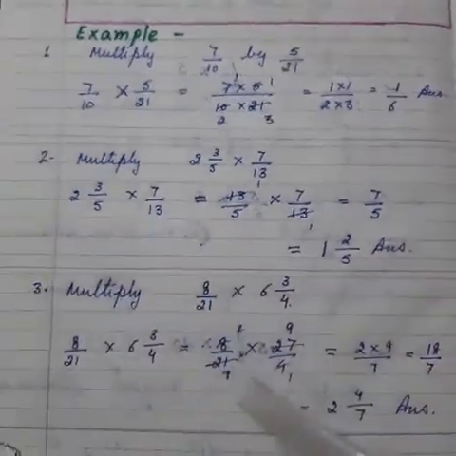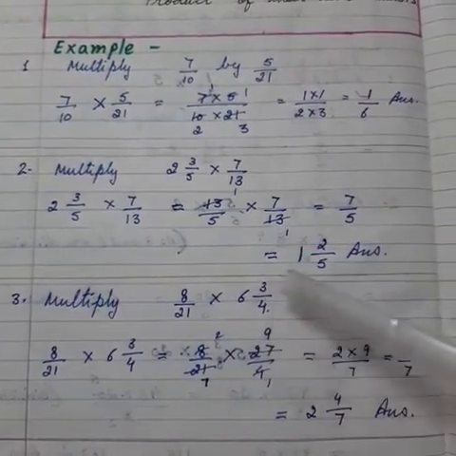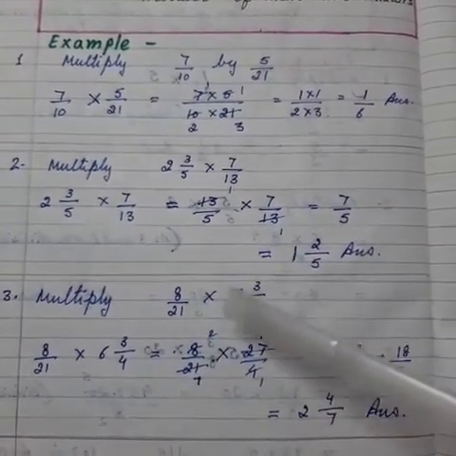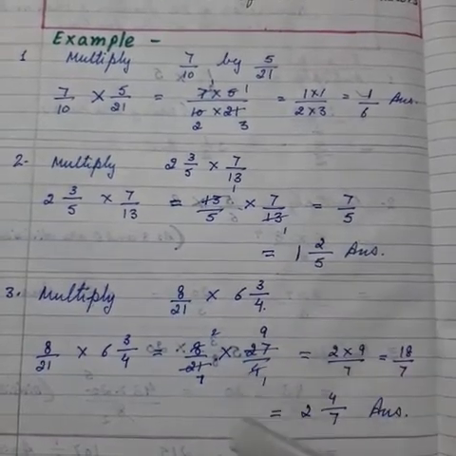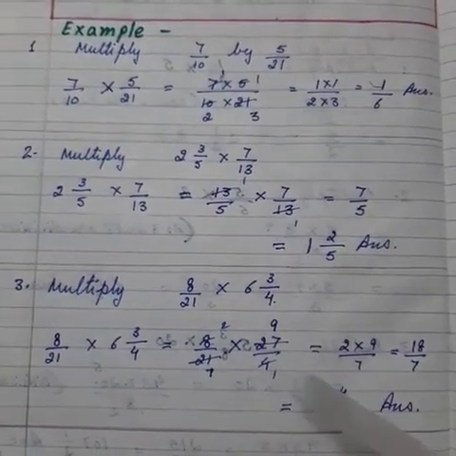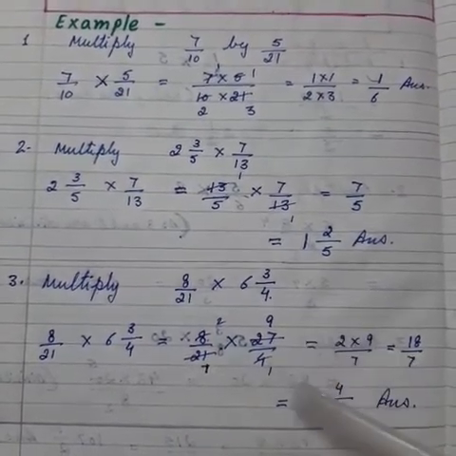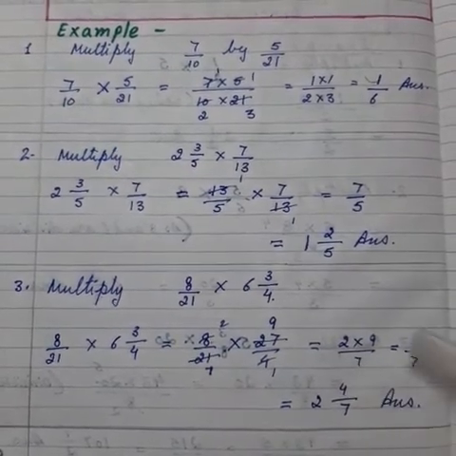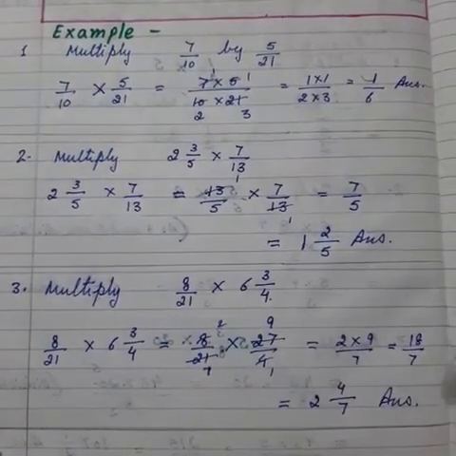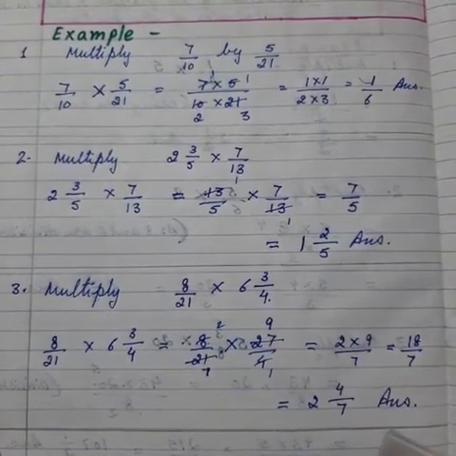Example number 3. Here we have 8 upon 21 to be multiplied by 6 3 upon 4. Now this second fraction is a mixed fraction, so we need to convert it into an improper fraction and we get 8 upon 21 into 27 upon 4. We reduce the numbers and we finally get 2 into 9 upon 7. That is 18 upon 7, and the final answer 2 4 upon 7 is a mixed fraction.